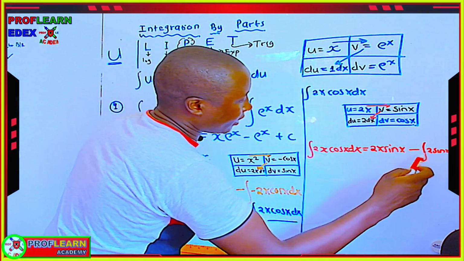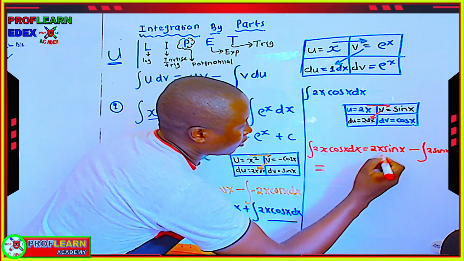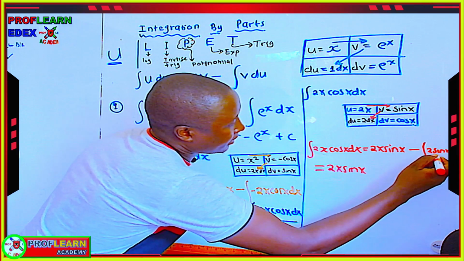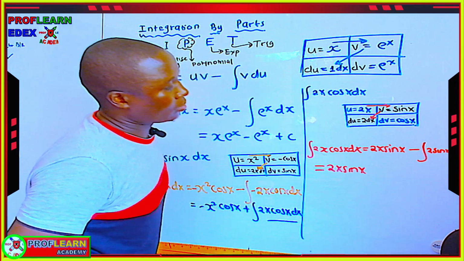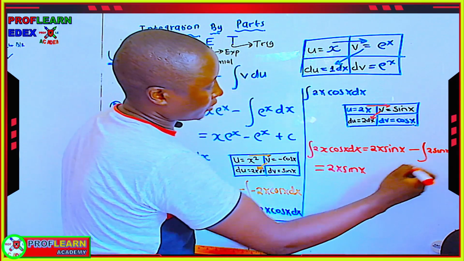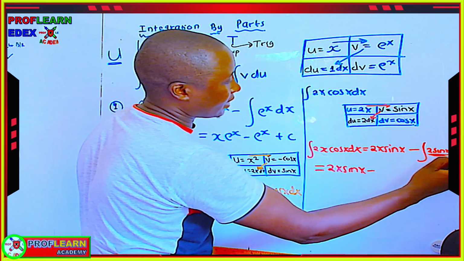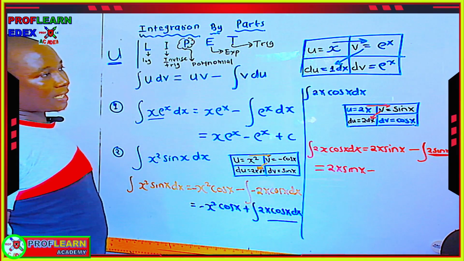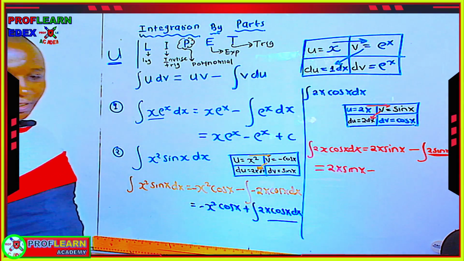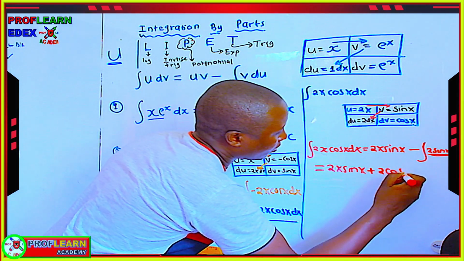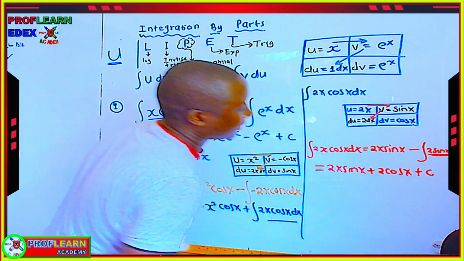Then of course we cannot stop there, because we are going to have 2x sin x. Integrating this, it's going to reduce to what? Because we are having minus, integrating a sine, we are going to get a negative cosine. So it will finally be plus 2 cos x, then plus c.